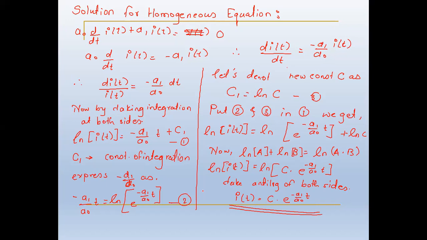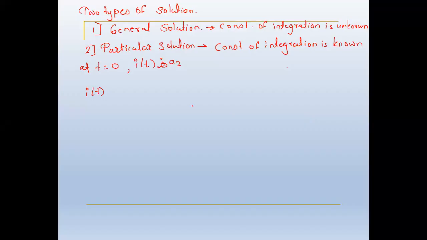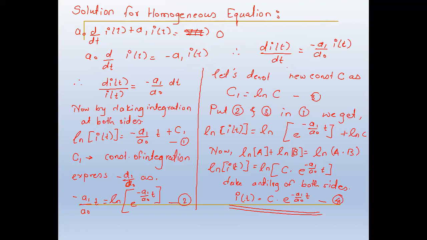This solution again has two types. Are you getting these two types of solution? The general solution, where the constant of integration is unknown, and the particular solution, where the constant of integration is known. For this one we have already defined I of t where the constant of integration is not known, so it becomes a general solution.